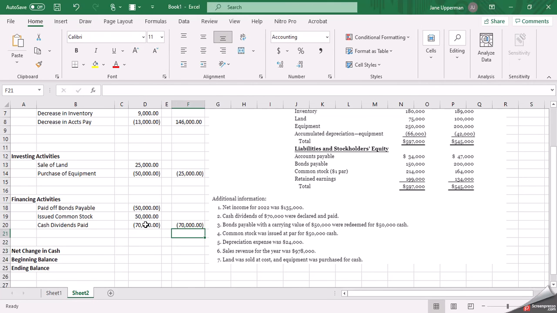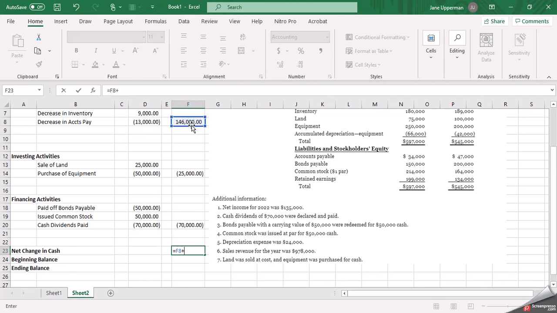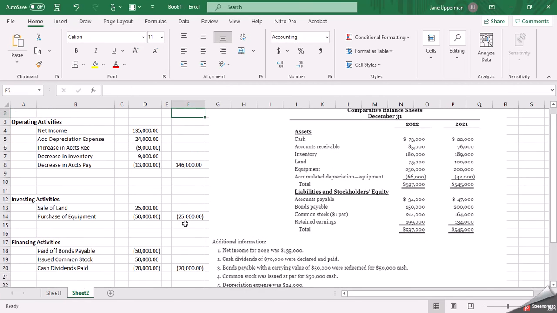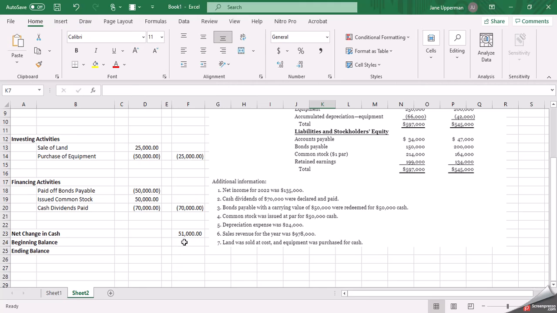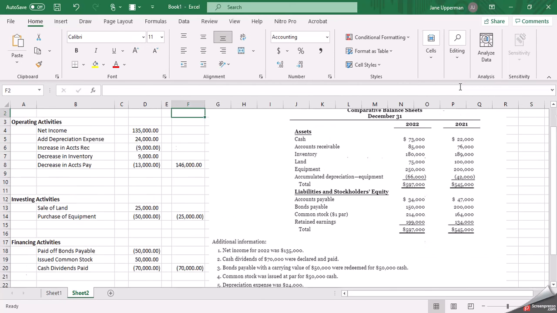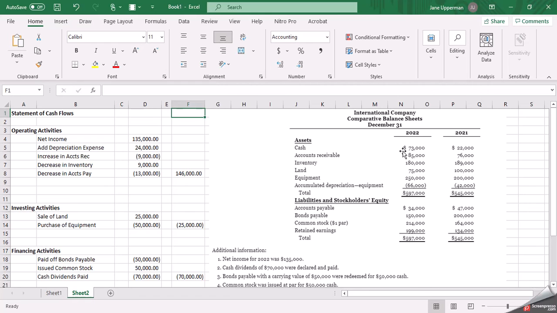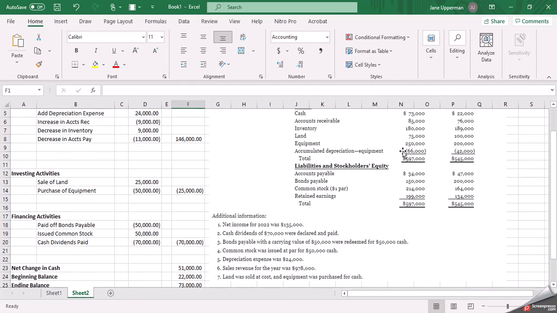And we used 70,000. So now our net change in cash is that plus that, which is negative though, and plus that. So our net change in cash is 51,000. So we want to come back up and double check, is that correct? So my beginning balance is 22,000. And now if I sum those, I should get to my ending balance of 73,000, and I do. So then my cash flow statement actually all balances out.